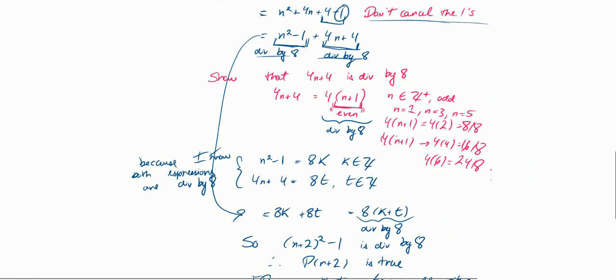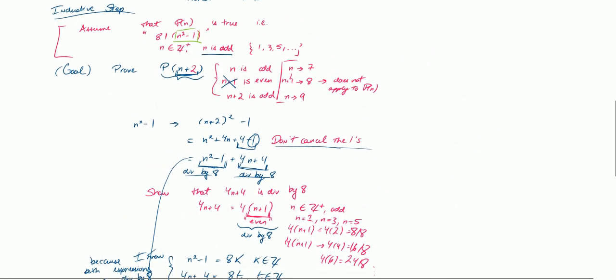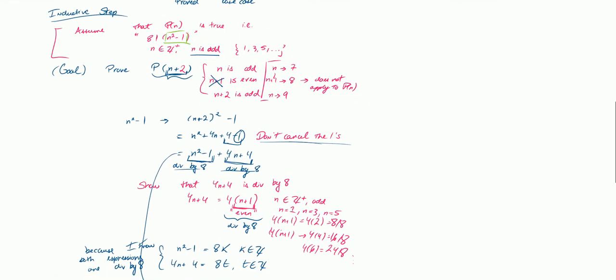This actually might have been confusing, so I'll just go over it quickly. I assume that P of n is true, so 8 divides n squared minus 1. Remember that n is odd. Now I need to prove my next term, my n plus 1, or in this case my n plus 2 term. Remember why I used n plus 2: because n plus 1 is even, so it doesn't apply to my statement P. It's the integer after n.